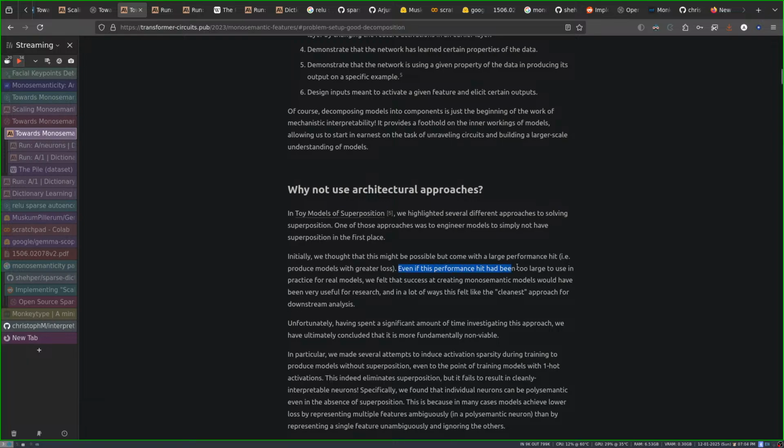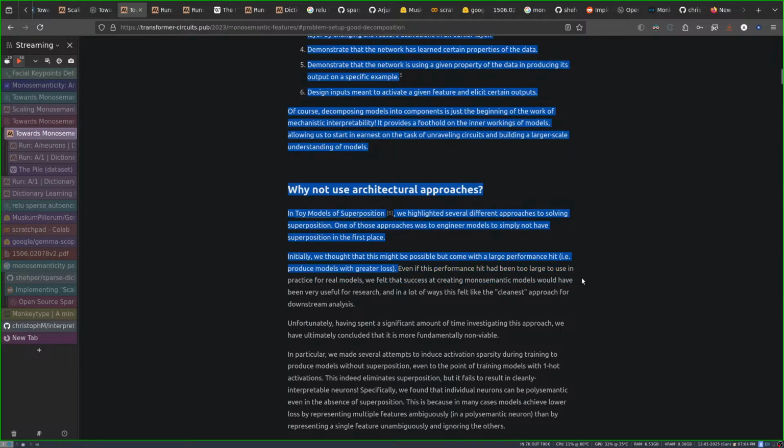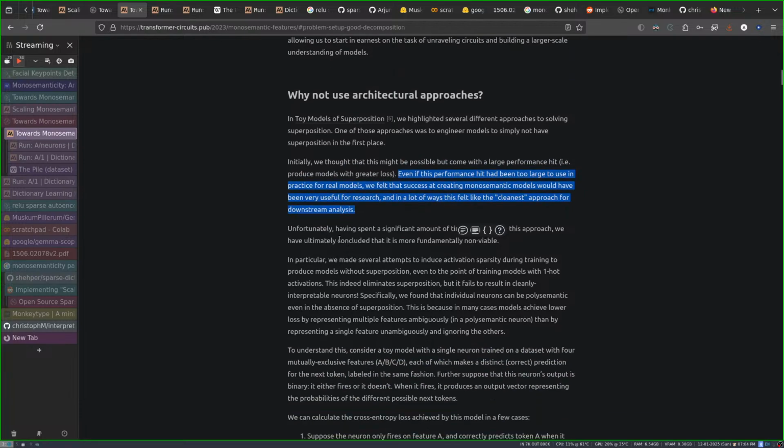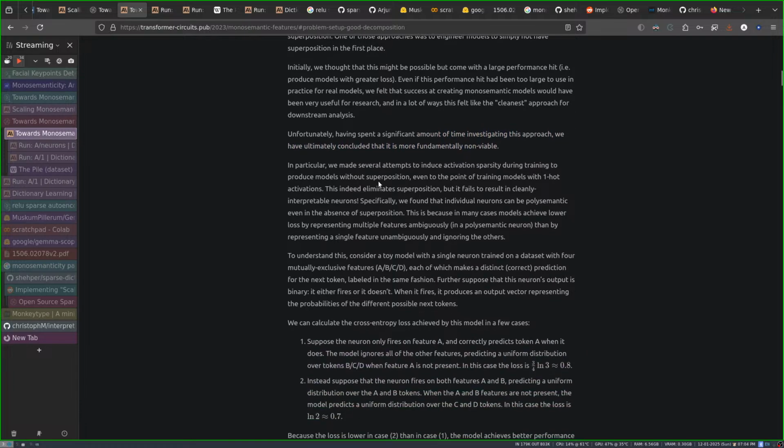Even if the performance cost has been too large to use in a practical real model, we felt the success of creating monosemantic models would have been very useful for research. And in a lot of ways, it's the cleanest approach. Unfortunately, having spent a significant amount of time investigating the approach, we have ultimately concluded it's fundamentally not viable. In particular, we made several attempts to induce activation sparsity during training to produce models without superposition, even to the point of training models with one-hot activations.